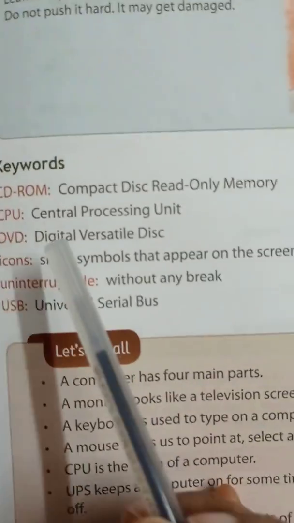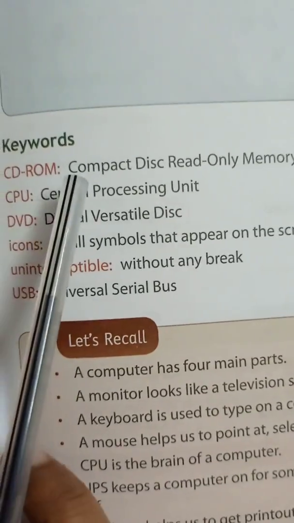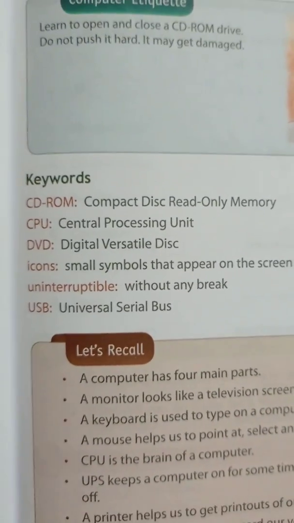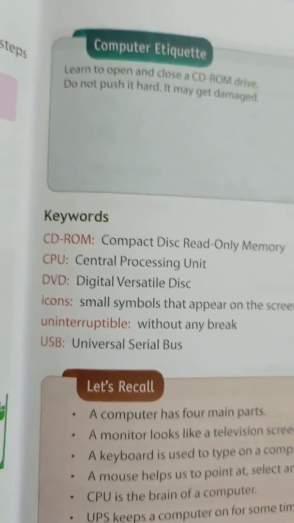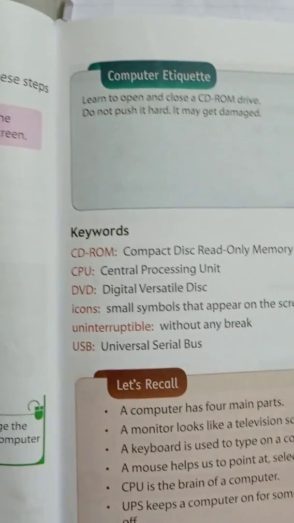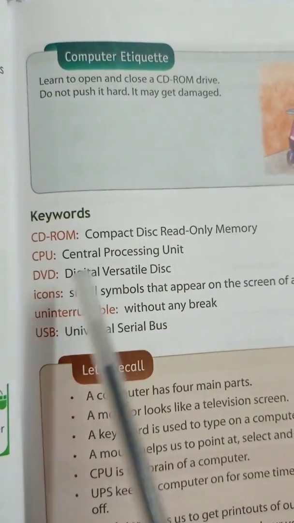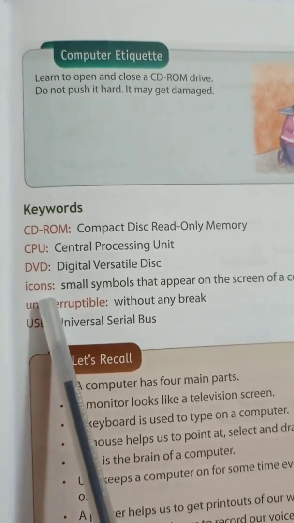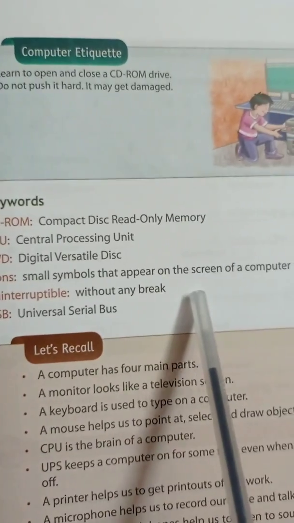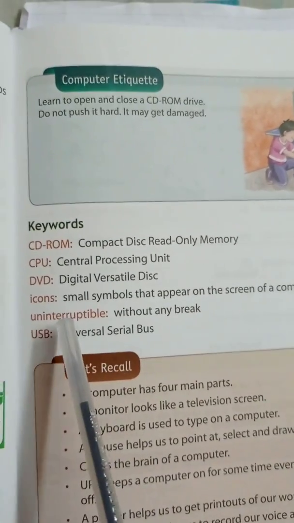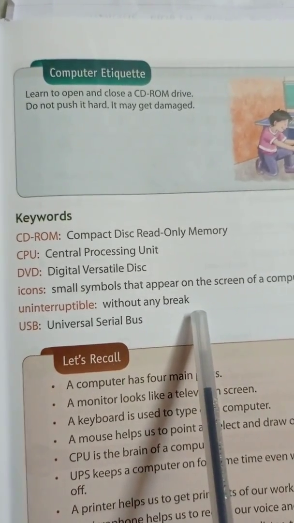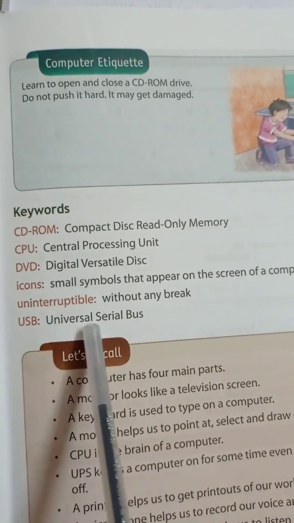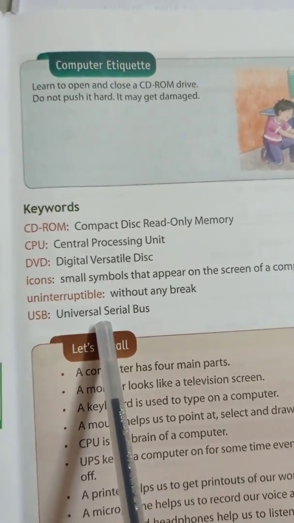There are a few key words that we need to learn. CD-ROM: the full form of CD-ROM is Compact Disc Read-Only Memory. The full form of CPU is Central Processing Unit. Full form of DVD is Digital Versatile Disc. Icons: what are icons? Small symbols that appear on the screen of a computer. Uninterruptible means without any break. That is the full form of UPS, Uninterruptible Power Supply. USB is the full form of Universal Serial Bus.